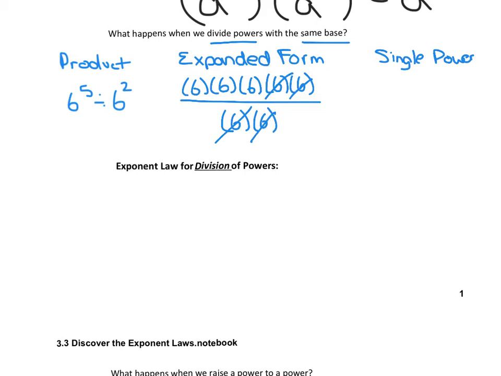So what am I left with? I'm left with 6 to the power of 3. Okay? So then what has happened here is we have subtracted the exponents from each other. Okay? And that is how we ended up with our answer of 6 to the power of 3.